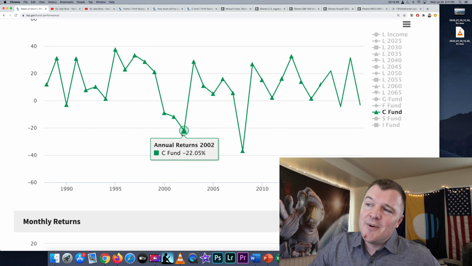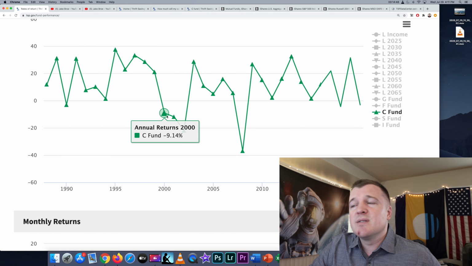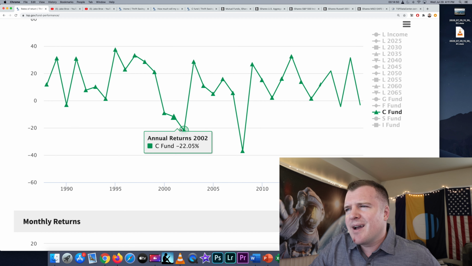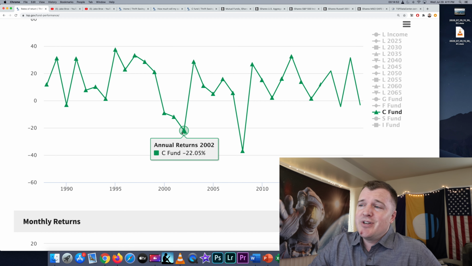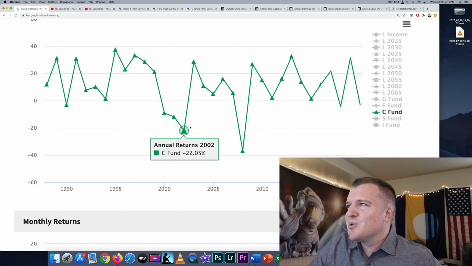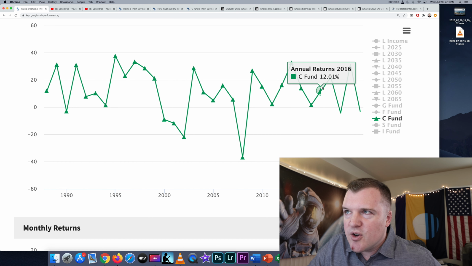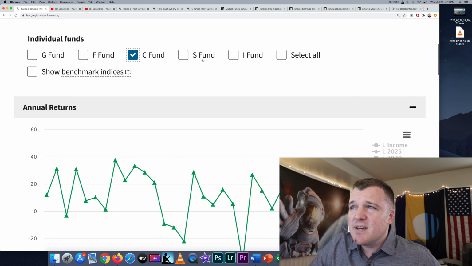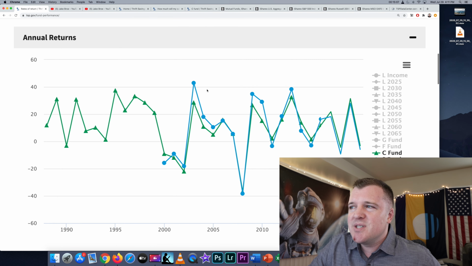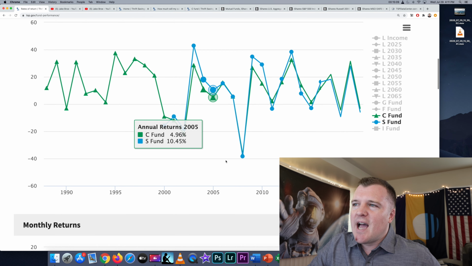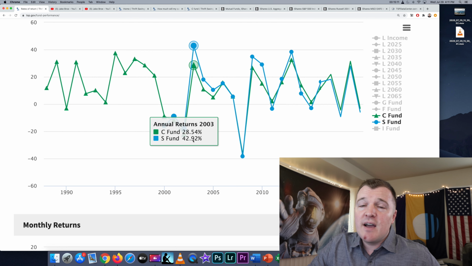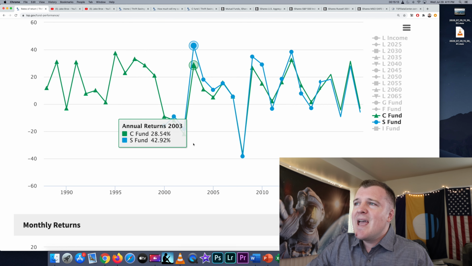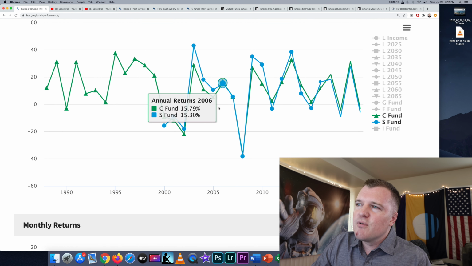You've got 3 bad years. This was the dot-com crash, the war in Iraq, and the 2002 recession, I guess. Negative 22%. And something I want to highlight here between the S and the C fund is they generally perform the same. Look at that overlap between the 500 largest companies in America and then the next 2,000 smallest companies in America. So they basically perform the same.